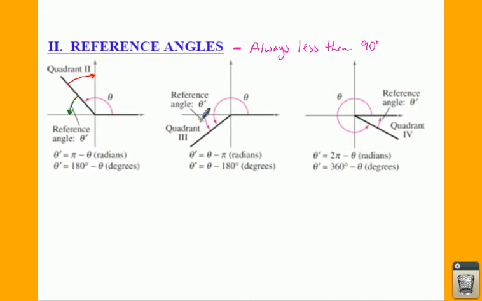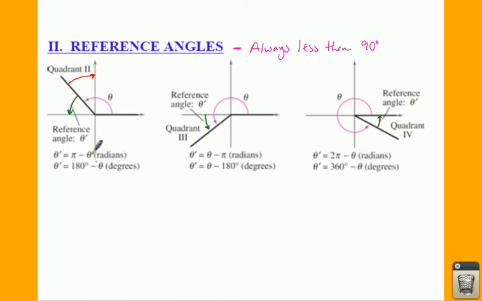So in this case, if you're in quadrant 3, the distance from your horizontal to your line is from here. And in quadrant 4, you would be from here up to your horizontal. Now there are different ways you can find your reference angles. If you're in your second quadrant, you just take pi minus your theta. Or if you're in degrees, you just take 180 minus your theta.